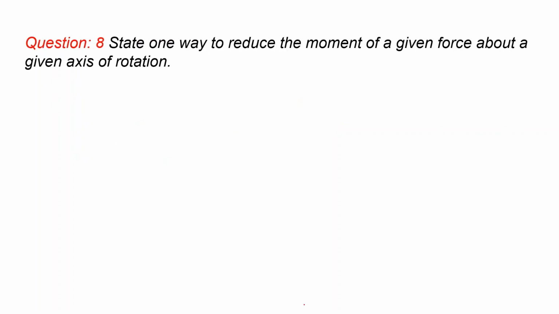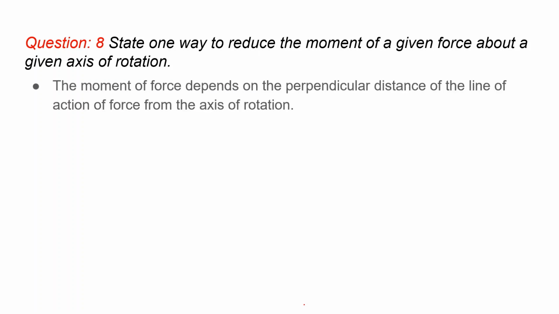State one way to reduce the moment of force of a given force about the given axis of rotation. We know that moment of force is equal to force into perpendicular distance. So how can we reduce the moment of force? By decreasing the perpendicular distance, we can reduce the moment of force.